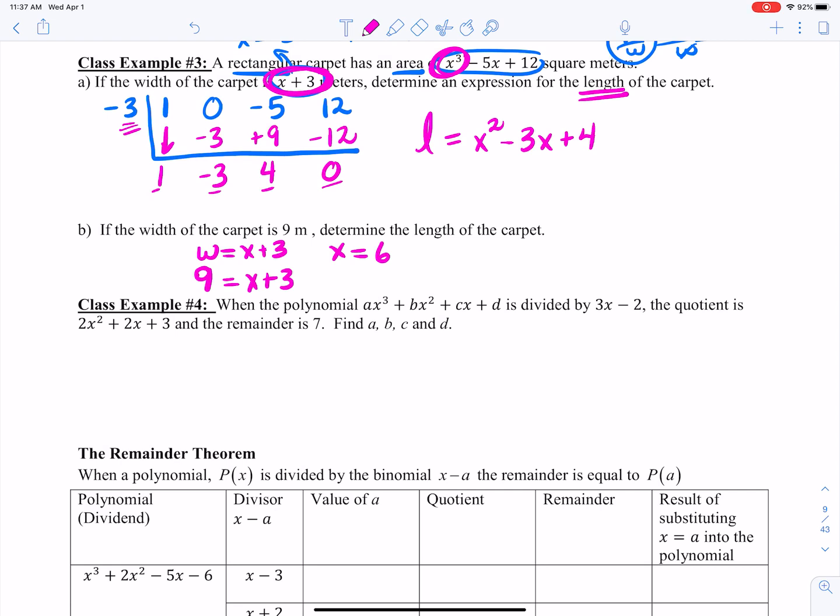So to determine the length, now that I know that x is 6, I'm going to take this expression that we figured out from above, and I'm going to sub in 6 for the x, and I believe that if we work that out, we end up with 22 meters.